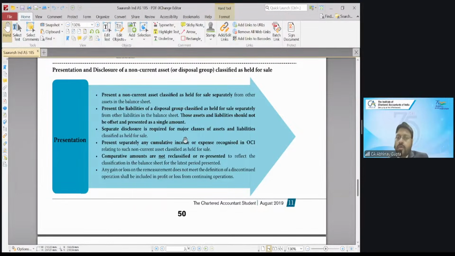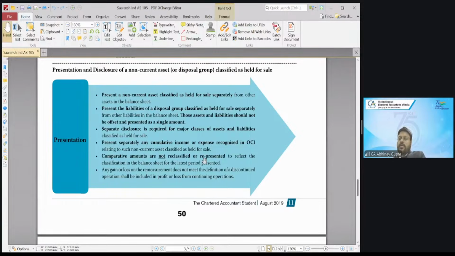Now, separate disclosure is required for the major classes of the assets and liabilities classified as held for sale. So whatever the major assets or the liabilities forming part of this disposal group, that needs to be disclosed separately, right? So there is a separate detailed disclosure required on which items are forming part of this group of assets. And then we will be presenting separately any cumulative income or expenses recognized in OCI related to these non-current assets held for sale. So if there is any income or expenditure incurred by virtue of these assets held by the company for sale, those also will be presented separately.